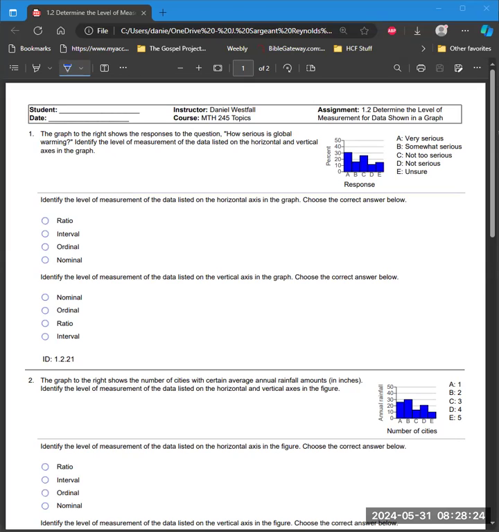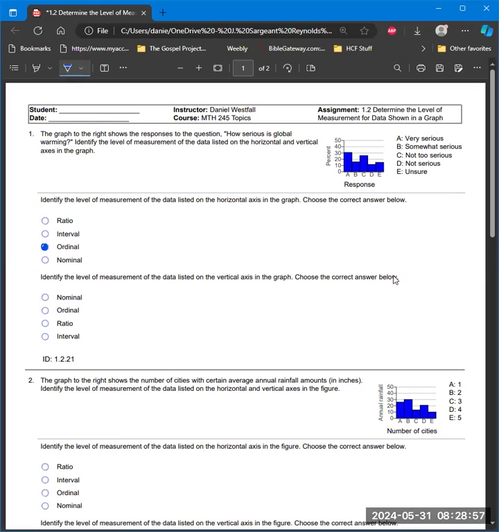So the data on the horizontal axis is ordinal because it goes from highest to lowest that it's meaningful. It's kind of like first, second, third, fourth, fifth categories, numbered 1 to 5 like that. But we know that very serious is more serious than somewhat serious, but we don't know that the gap between them is the same for people.